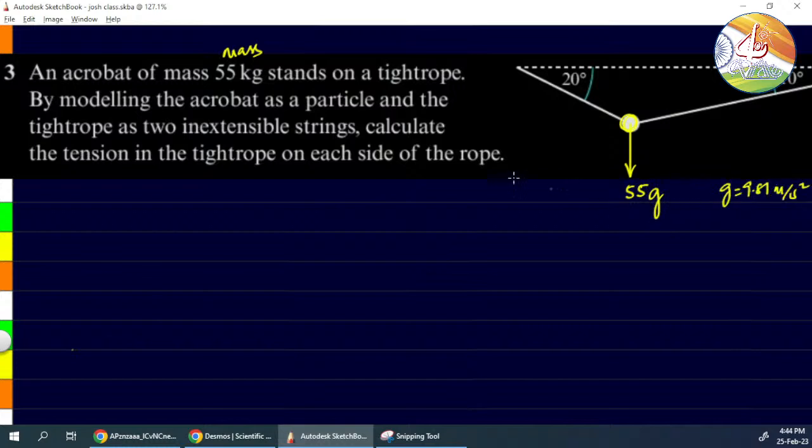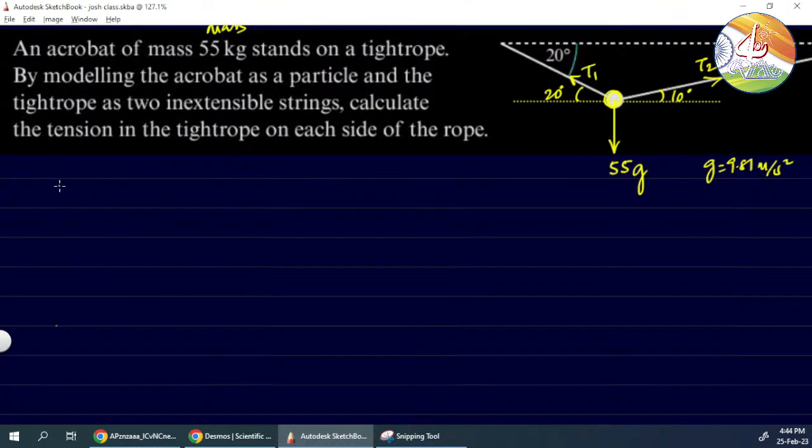Where g value is 9.81. Okay, yes. Then these angles are 20 degrees, so let's take it like this. So this angle will be 20, this angle will be 10 degrees, right? Yes. So then this side tension, let's take T1, this side tension, let's take T2. So we are supposed to find tensions T1 and T2. So let's proceed.